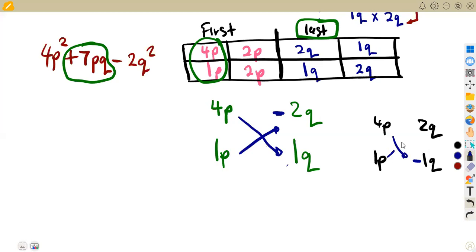So let us do it diagonally and see. If I multiply this, what do I get? 4p times 1q, I get 4pq. Let's multiply this: 1p times minus 2, I get minus 2pq. This is what I have. And if I subtract, there's no possibility of getting a 7. It's worse. It's going to be 2pq.